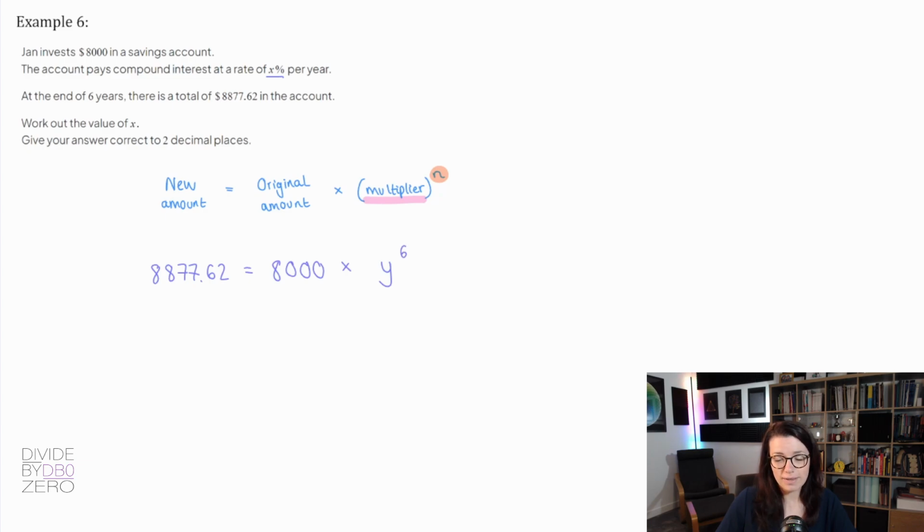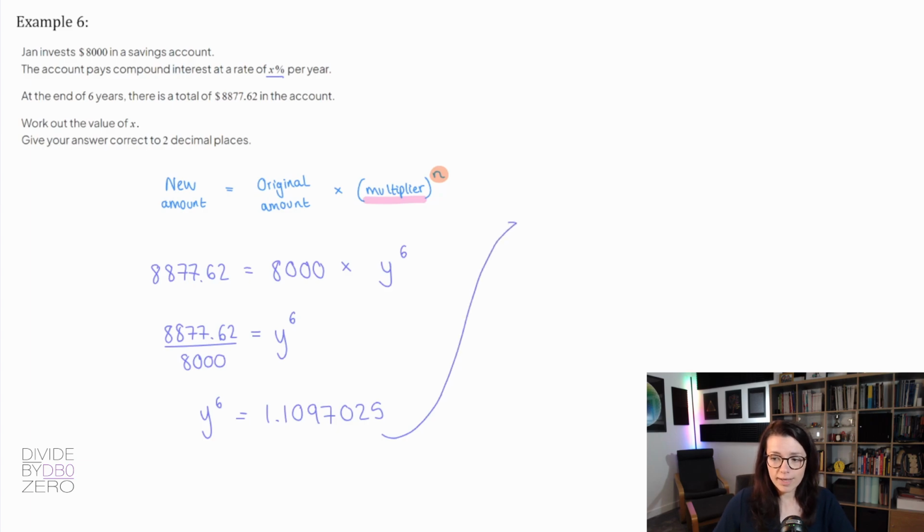So this is the formula that we're working with, and we want to rearrange this to find out Y. To do this, we can divide both sides by 8,000 first. And if you type that into your calculator, you get 1.109725. Now to get Y on its own, we can undo that power of 6 by saying that Y is equal to the 6th root of 1.109725.